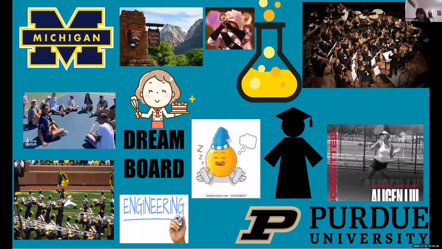So above the Purdue sign is actually my friend Allison. She's my teammate. She plays tennis at MIT, and I kind of want to do the same. I would like to play college tennis at some point in my life. So that's all I got.